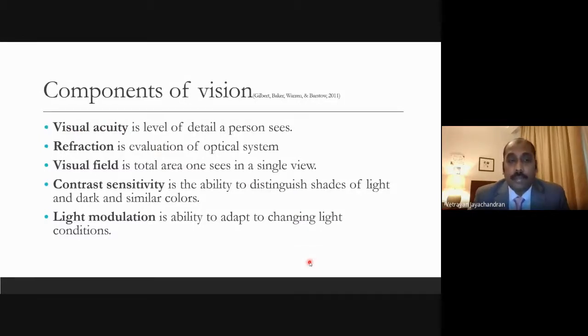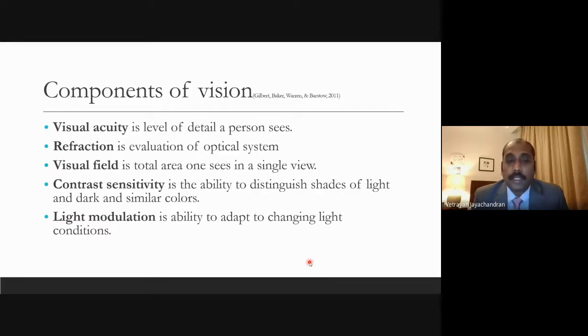One of the main components is visual acuity. It is the level of detail a person can see in the environment from a particular distance. Next is refraction. It is the evaluation of an optical system, whether the image is focused exactly on your retina or not. Next is the visual field. It is the total area you can see in a single view while keeping the head at a center point, without turning the head or the eyes. That is called the visual field.